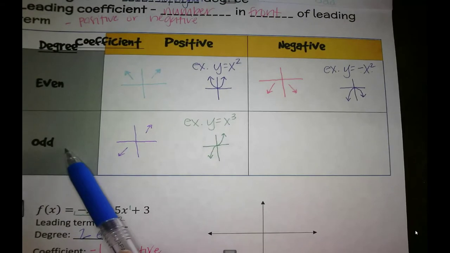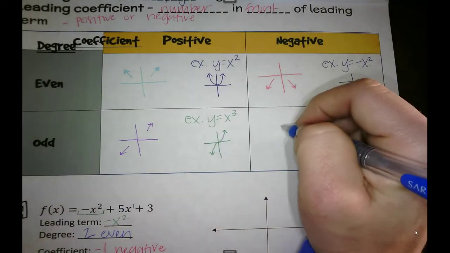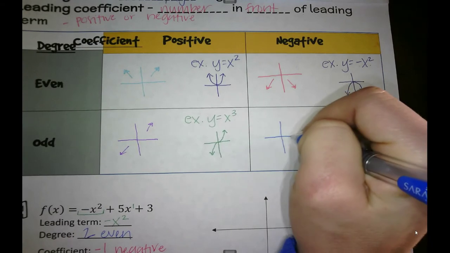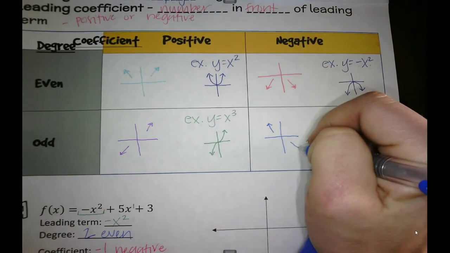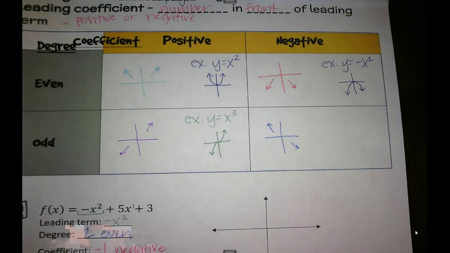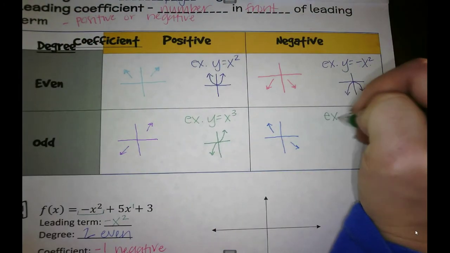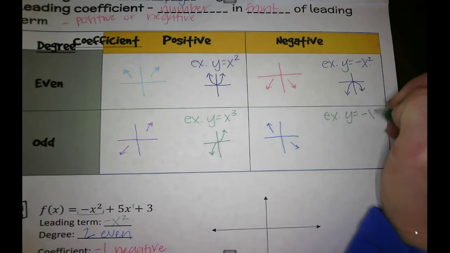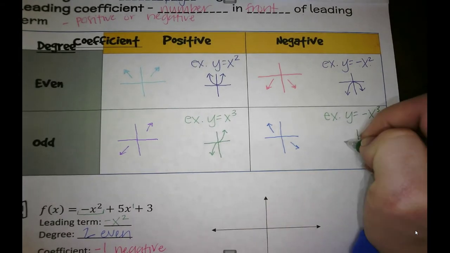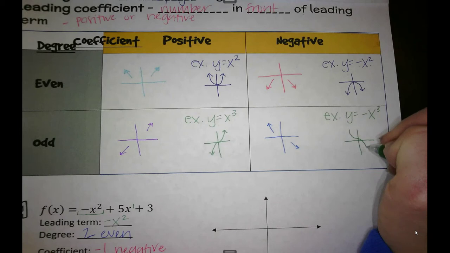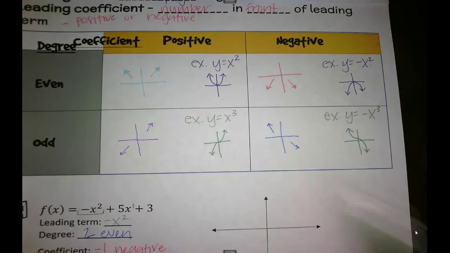If it is odd but negative, then it's going to be the opposite. The left side is going to go up, and the right side is going to go down. So then the example would be y equals negative x to the third. And you guessed it, it's going to be the opposite of that. The left side went up, the right side goes down.